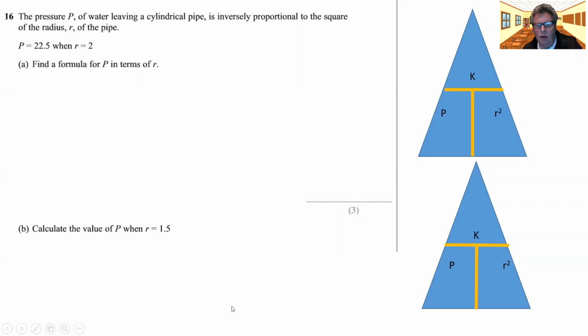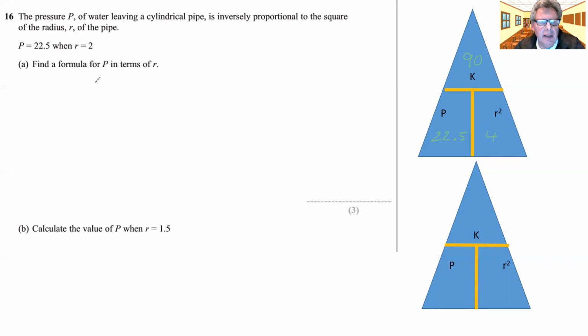Right, now we want to look at our answer, and we've got to start looking at the numbers that we've been given. So we know that P is 22.5. We know R is 2, so we're going to have 4 of them. So we get our calculator out and go 4 times 22.5. We're going to get 90. So what we've done is we've discovered that K is 90.